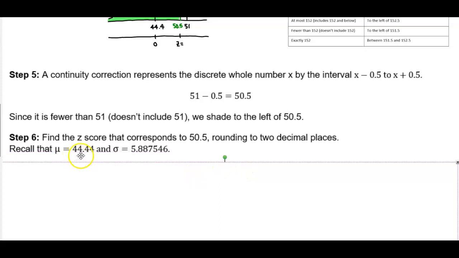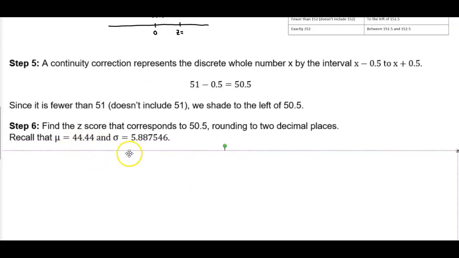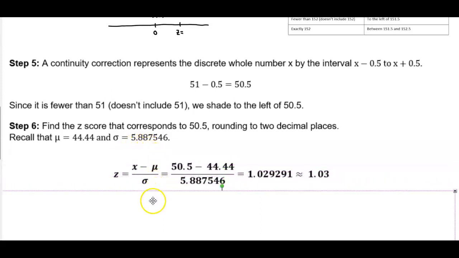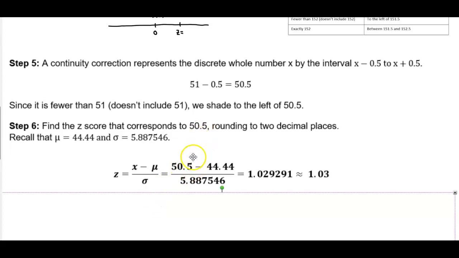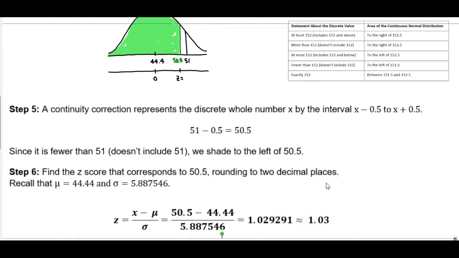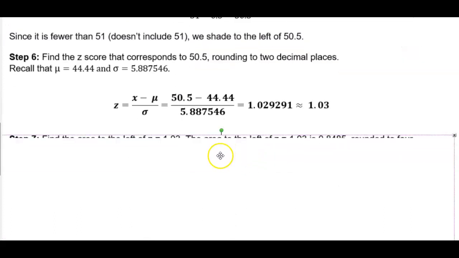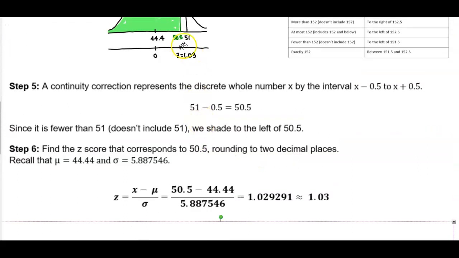So recall that the mean is 44.44 and the standard deviation is 5.887546. So we're going to put in 50.5, which is the value of x, subtract the mean, which is 44.44, and divide it by the standard deviation, and we get 1.029291. Rounding it to 2 decimal places gives us 1.03. So therefore 50.5 is going to have a z-score of 1.03. And so we want to be able to find the area that's to the left of that.